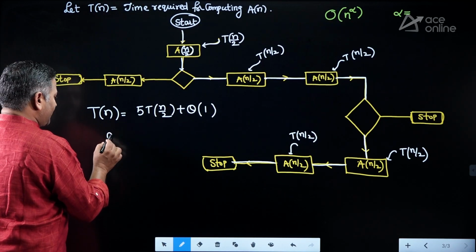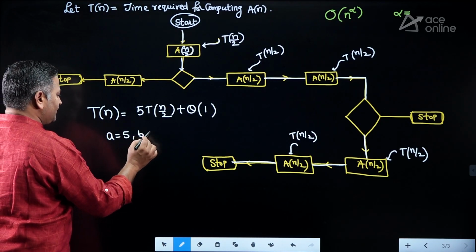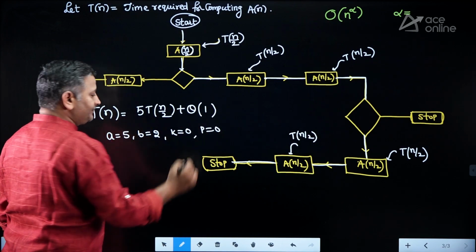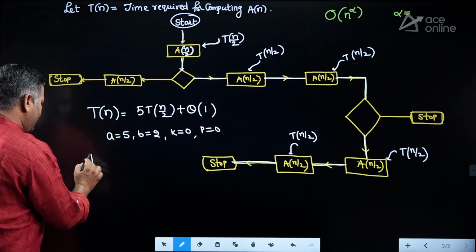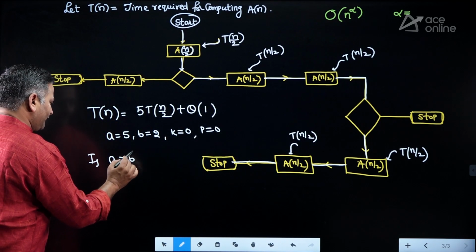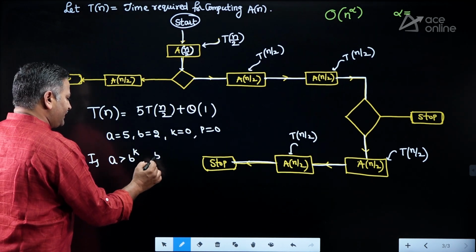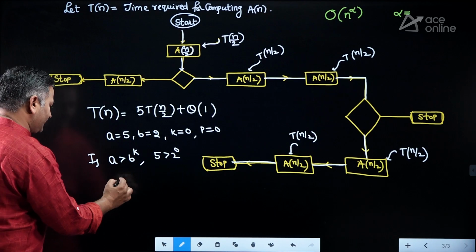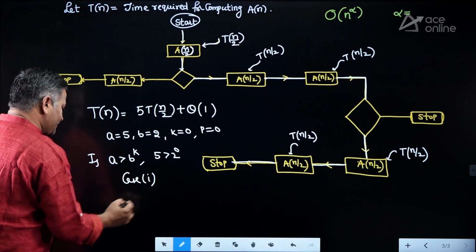By using the master theorem, a is equal to 5 and b is equal to 2, k equals 0 and p equals 0. Verify: is a greater than b to the power of k? Yes, 5 is greater than 2 to the power 0, which is true. So it belongs to case number 1 of the master theorem.